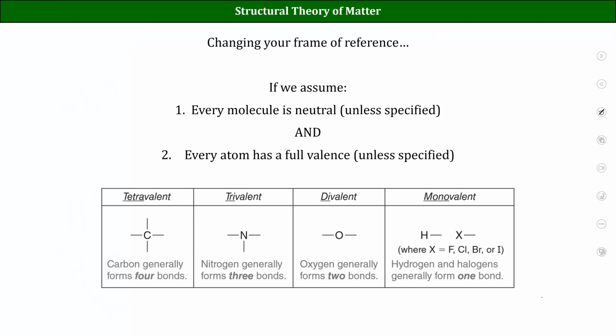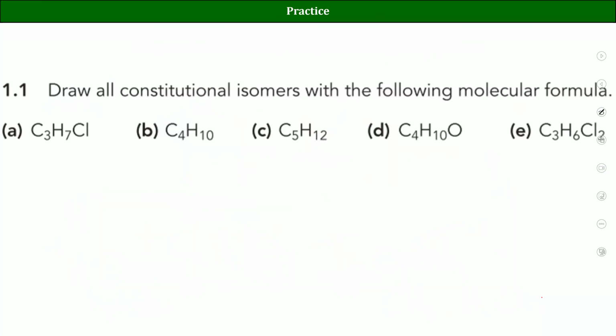And so it's a little bit like playing with Legos. How many ways can you arrange things so that all of these conditions are met? But we'll have lots more practice with that in the future. For now, let's try how many constitutional isomers can we draw. Let's do A for starters.